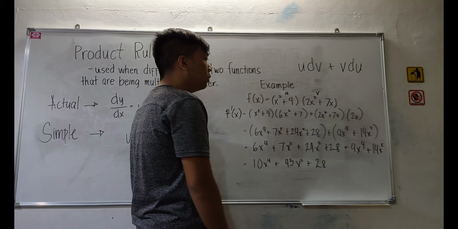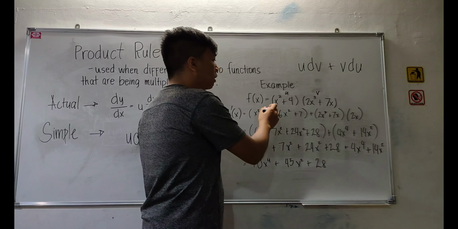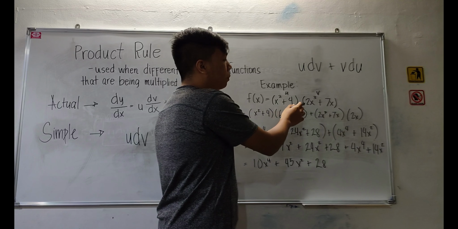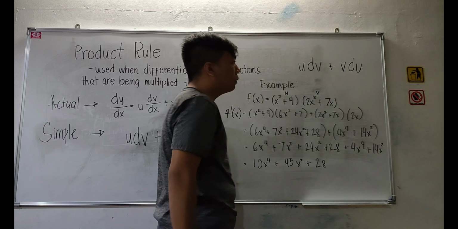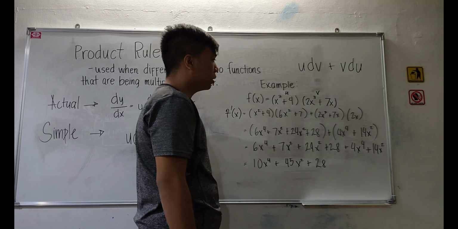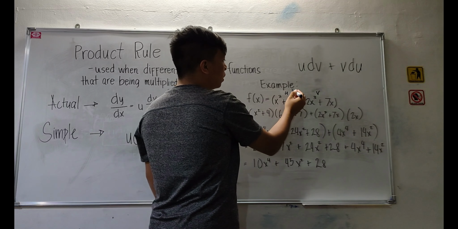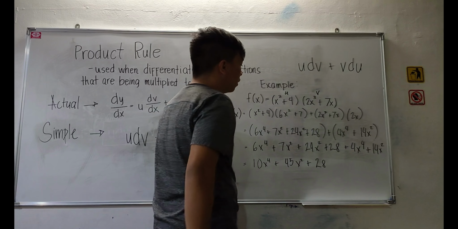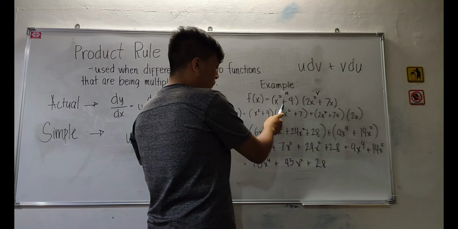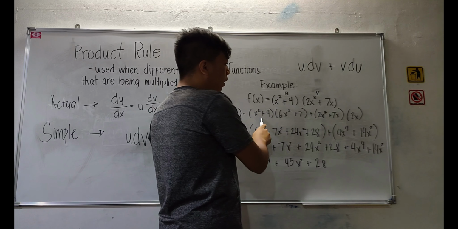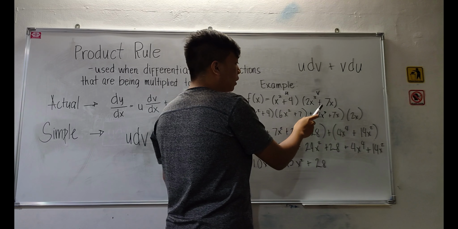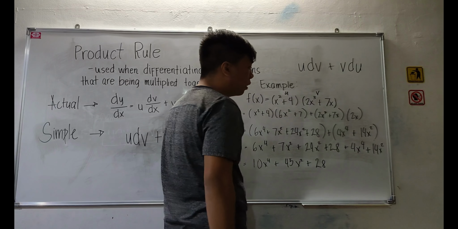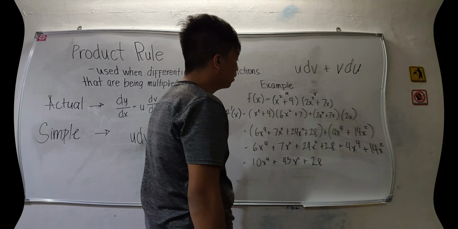For example, we need to get the derivative of the function x squared plus 4 multiplied to 2x cubed plus 7x. By using this formula, we need first to determine which is u and which is v. So let us label this u and let us label this v. First, you need to copy the first function, then multiply it to the derivative of the second function, then add it to the second function multiplied to the derivative of the first function.